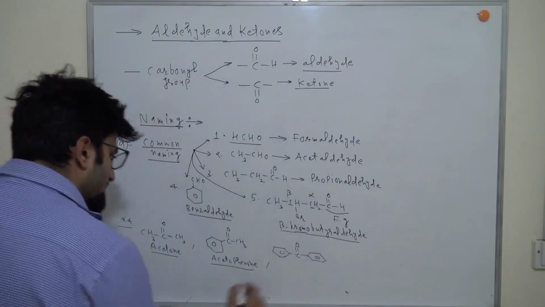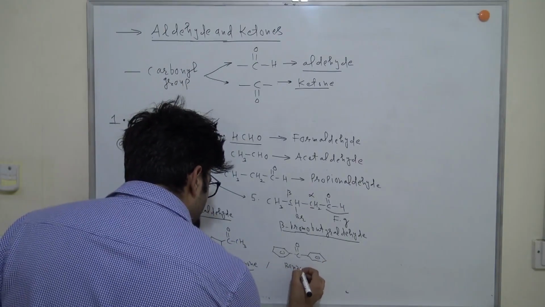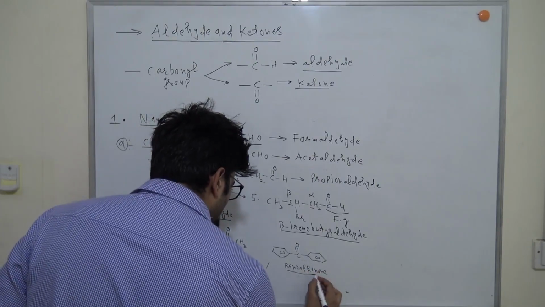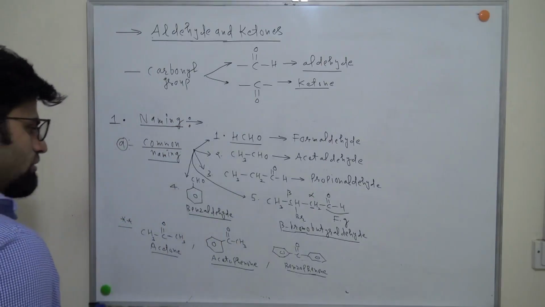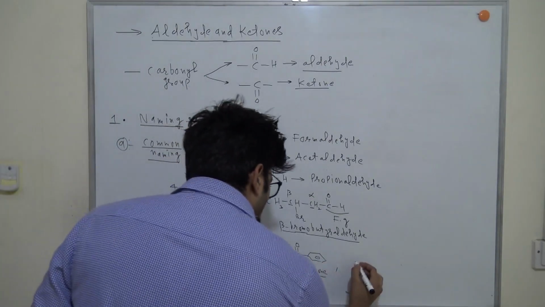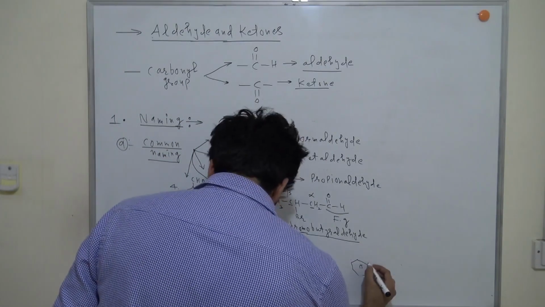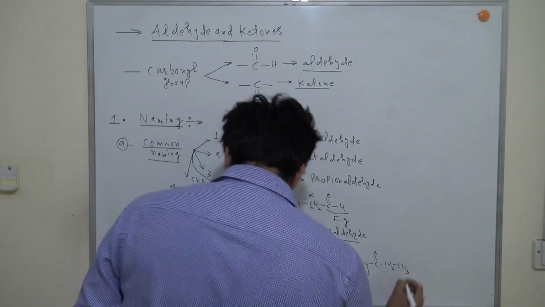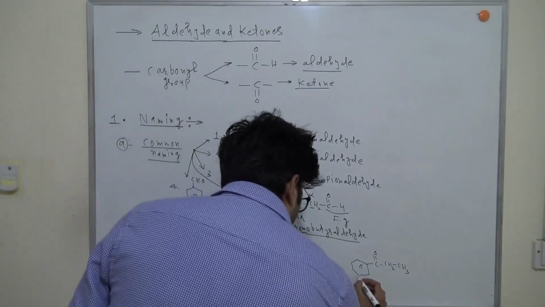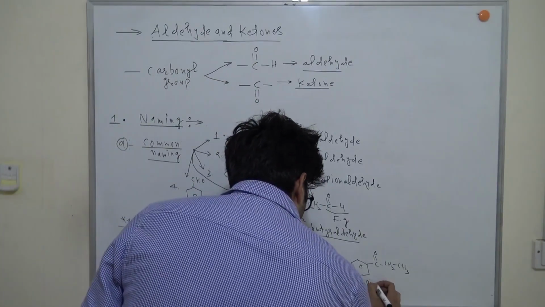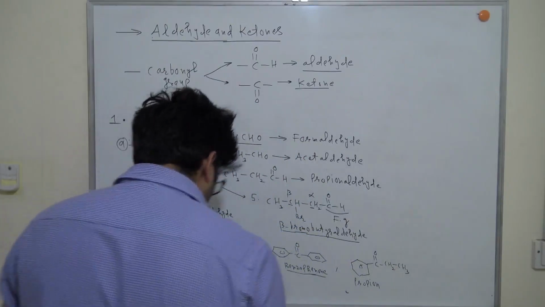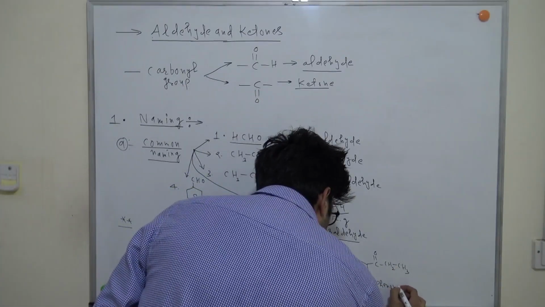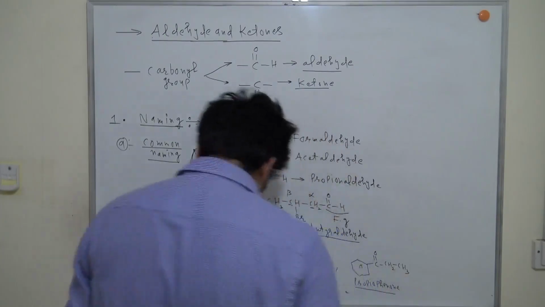This compound is benzophenone. What do we call this compound? Benzophenone, right? And one more we have, that is COCH2CH3. The name for this is propiophenone. The name is propiophenone, right?